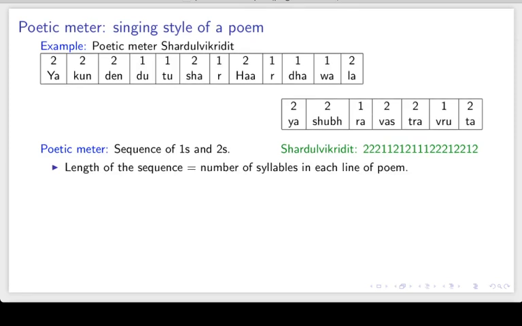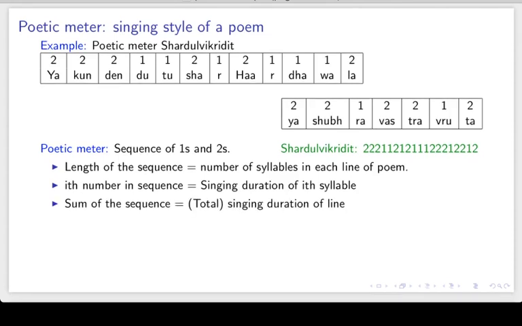The length of the sequence is going to be the number of syllables in each line of the poem, as it is over here. And the ith number in the sequence effectively gives the singing duration of the ith syllable. So the first number gives the singing duration of the first syllable, the second gives the singing duration of the second syllable, and so on. And clearly the sum of the numbers in the sequence gives the total singing duration, or the total time required for that meter.